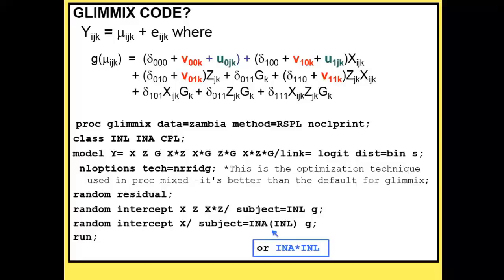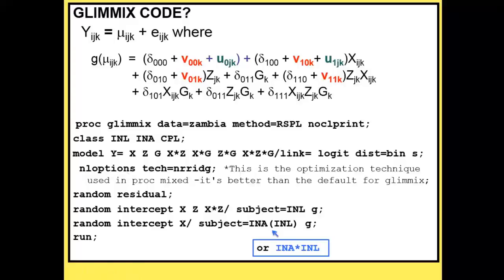Now, notice I've got proc GLIMMIX. The data is the Zambia data. Again, I've got RSPL because that's the one most people use. I've got the model that has x, z, g, x times z, x times g, z times g, x times z times g, because those are the variables in the model. Those are the fixed effects in the model. So that's in the model statement, right? It says link equal logit, distribution of, I could leave out distribution equal binomial, or I could leave out link equal logit, either one. I've got this optimization thing just to make sure the computer deals with some problems that might have fitting the model.